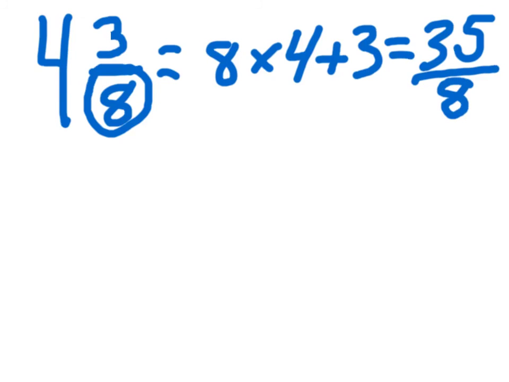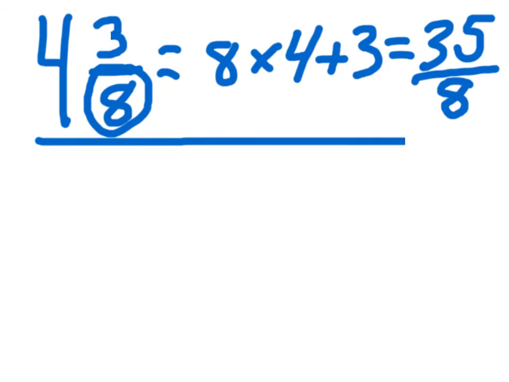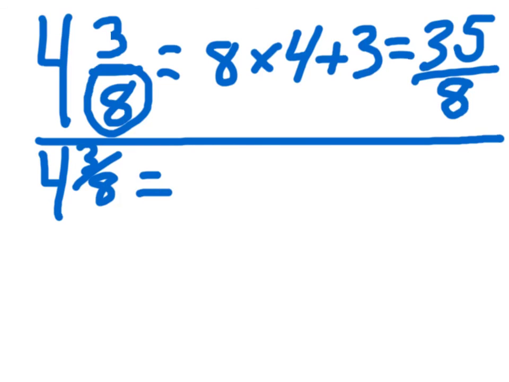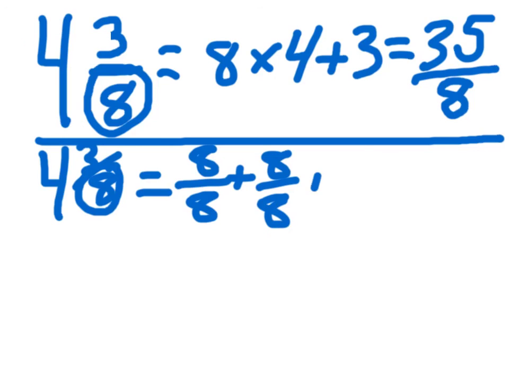But I'm not 100% sure if that's correct, so I'm going to show another way that I can prove to you that this is the right answer. I'm going to take my mixed fraction again. It's the same thing, 4 and 3 over 8. And this time I'm going to split it up into how many wholes we are adding. So we know that 8 over 8 equals 1 whole. And we have 4 of those. So I'm going to draw that 4 times. 8 over 8, 8 over 8, 8 over 8.